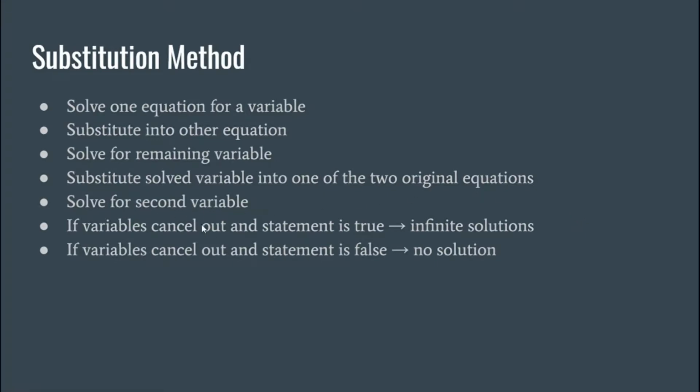So if all the variables cancel out and the statement is true, so you get something like 1 equal to 1, where a number on one side is the same number on the opposite side of the equal sign, you got infinite solutions. But if you get a situation where all the variables cancel out, and you have a value on one side of the equal sign that's a different value from the opposite side, then you have no solution because that's a false statement. So you get something like 2 equals negative 1. Right? That's not true. But let's get into the substitution method here.